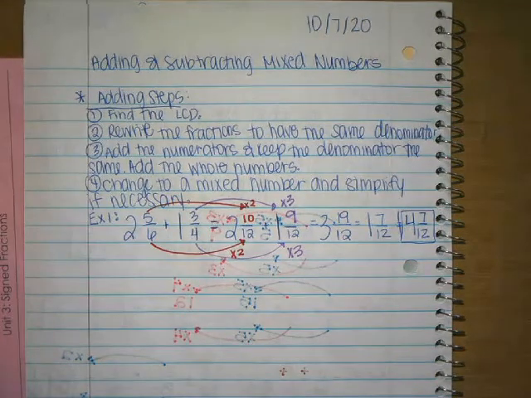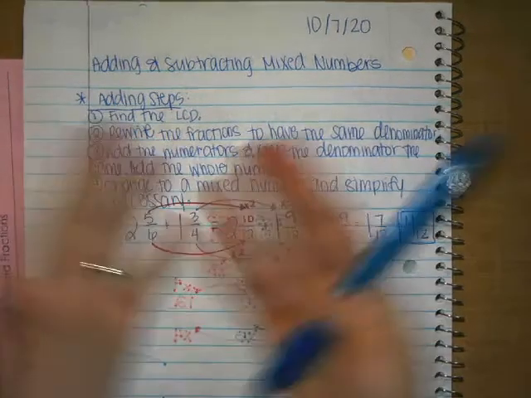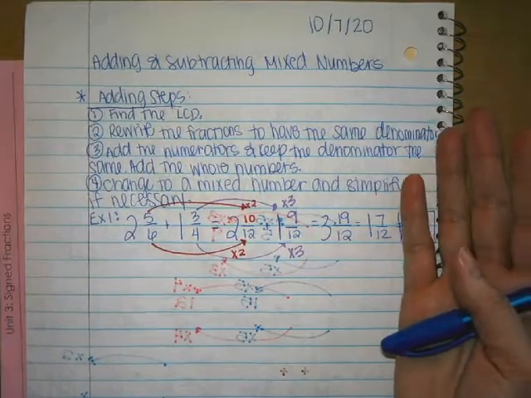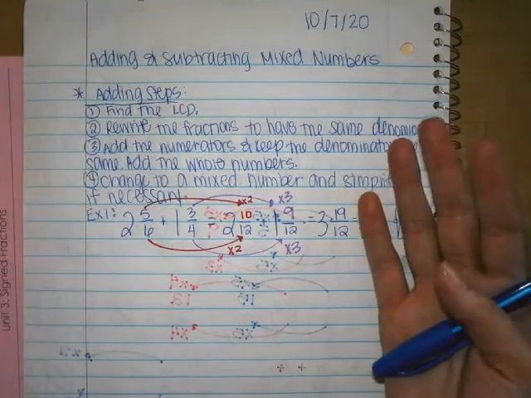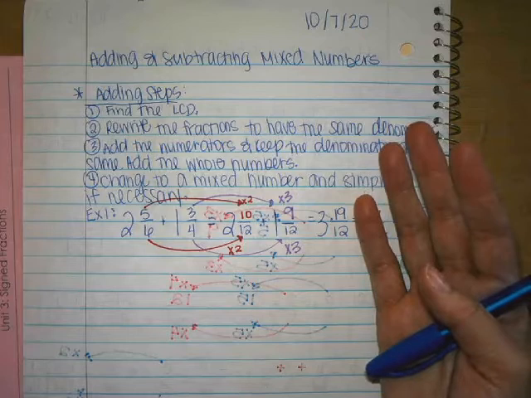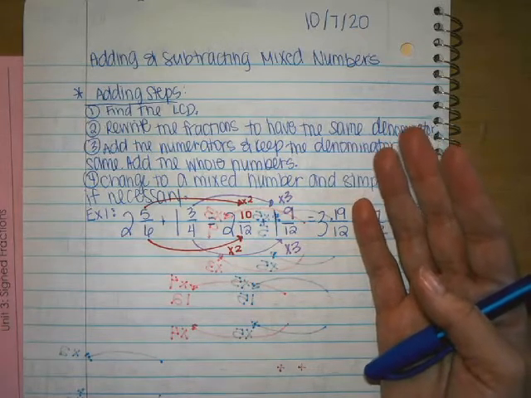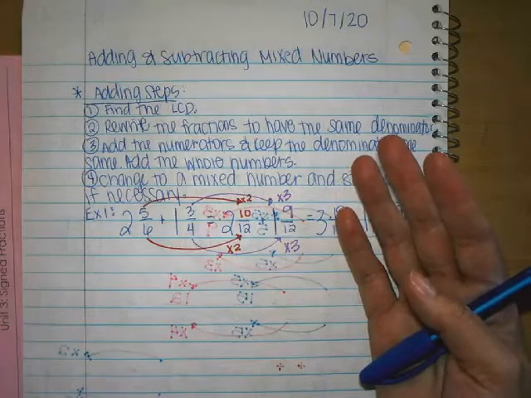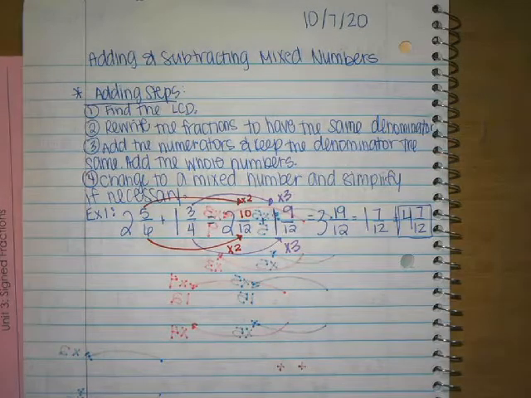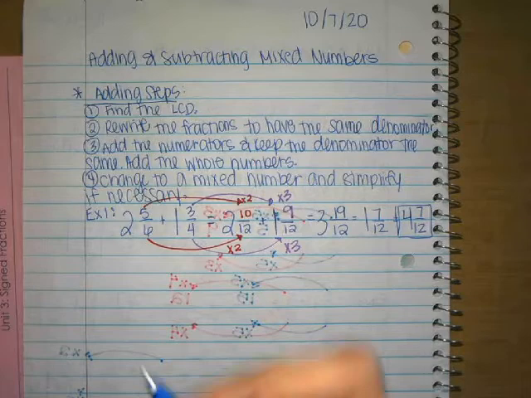You can do that. Is that understood? You should still get the exact same answer. I do not care which way you do. Is that understood? I just think this way's easier because I don't have to go from mixed to improper and then go back from improper to mixed. Does that make sense? But I don't care. You do what works best for you. Understood? Understood? Yeah. All right, let's do a subtracting problem.